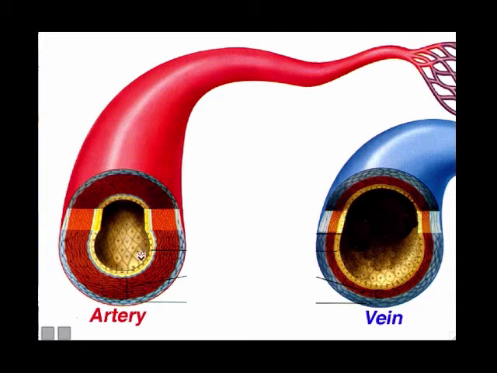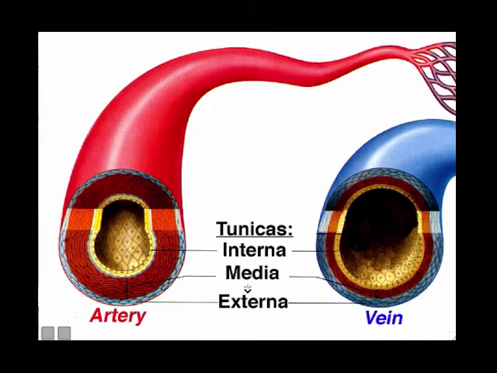Okay, but let's look at the tissue layers that make up the walls of the artery and the vein. There are three tissue layers. They call them the tunicas. Oh, good review question here. Which sense organ had three tissue layers that we called the tunics? One of your sense organs. I'll give you a hint. One of them was a white layer called the sclera.